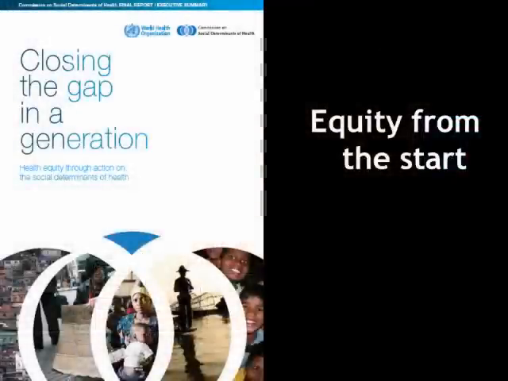And this is really then, if you'd like, the basis of the notion of equity from the start. And I'm putting up here then a cover of the WHO report on the Commission of Social Determinants of Health, for which equity from the start, which has to do with these things, was one of the chapters, and suggest that this might make very good reading for you.